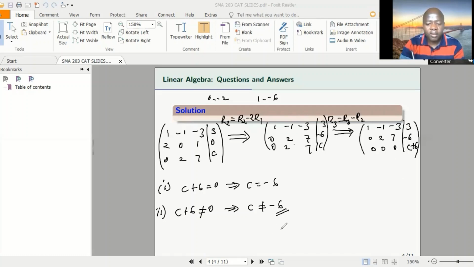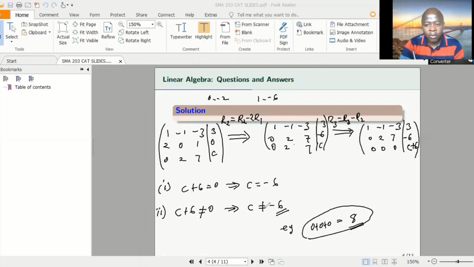For instance, if C is 2, you would see that the left side will be 0, 0, 0. 0 plus 0 plus 0 is equal to, if C is 2, then it will be 8. And this is not possible. This is not possible that 0 plus 0 plus 0 will be 8. So that means the system would have no solution.